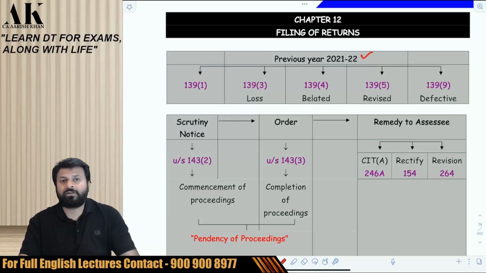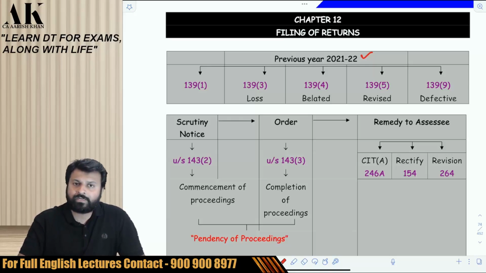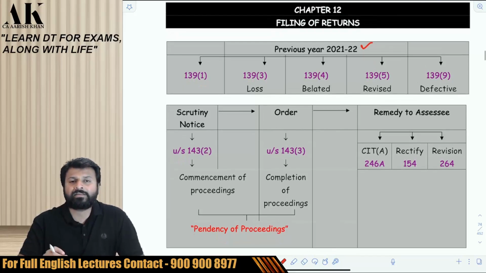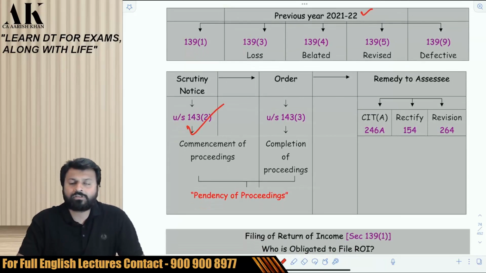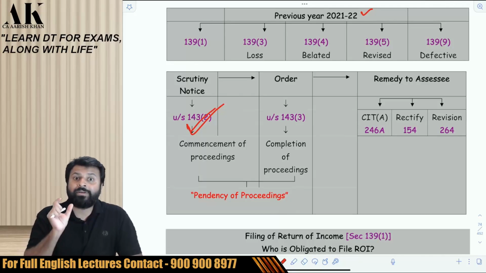Once the assessee files the returns, they will go to Bengaluru. Once the returns go to Bengaluru, the department can select some returns out of it for the purpose of what? Scrutiny. Government wants to check some of the returns in great detail, and for that purpose they will send a scrutiny notice to you. That is 143(2), the scrutiny notice. The moment you get the scrutiny notice, that day is called the commencement of the proceeding.